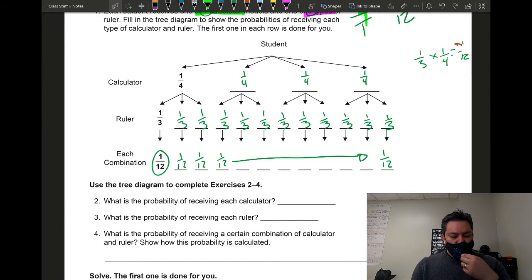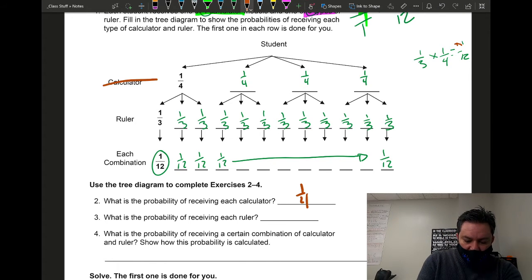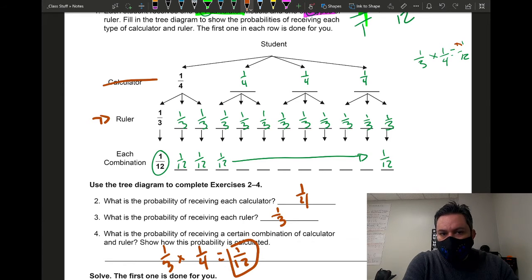Now, use the tree diagram to complete exercises 2 to 4. Number 2, what is the probability of receiving each calculator? We just got to look at this row, which is 1/4. What is the probability of receiving a ruler? Let's look at this row, which is 1/3. What is the probability of receiving a certain combination of calculator and ruler? 1/3 times 1/4, which is 1/12. Can't simplify that any further. That's the answer. Unless they ask you to convert to decimal or percent, then you do that.